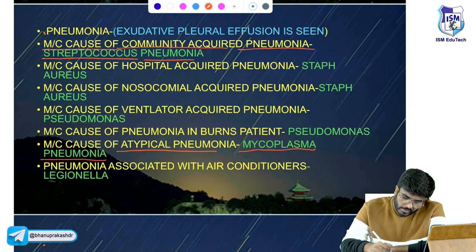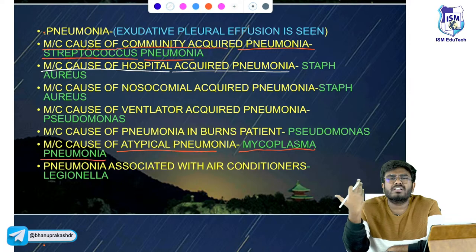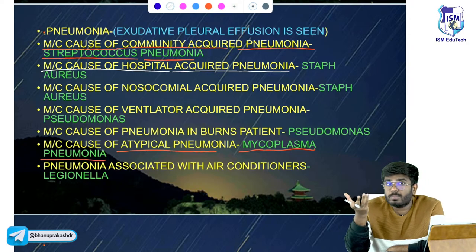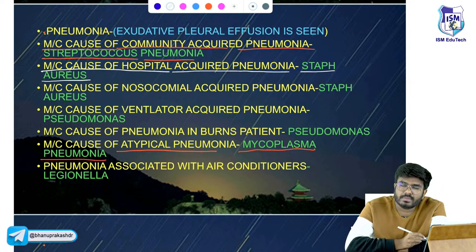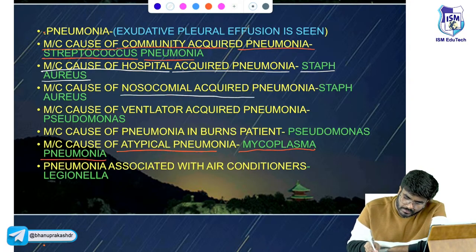Done. Now, what is the most common cause of hospital acquired pneumonia in the hospital environment? There is a high chance that you can get pneumonia because of the hospital environment, a contagious environment. In a hospital setting, what is the most common cause of pneumonia? Staph aureus. Hospital setting or nosocomial, one and the same. So, the most common cause of nosocomial pneumonia is again Staph aureus.